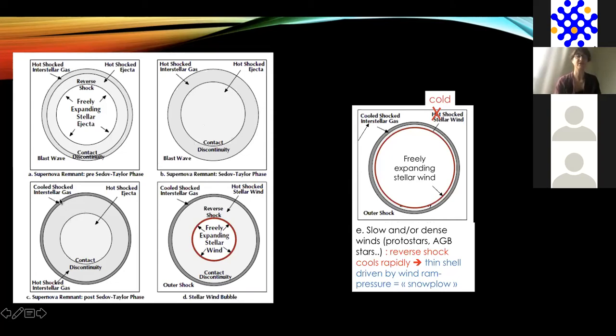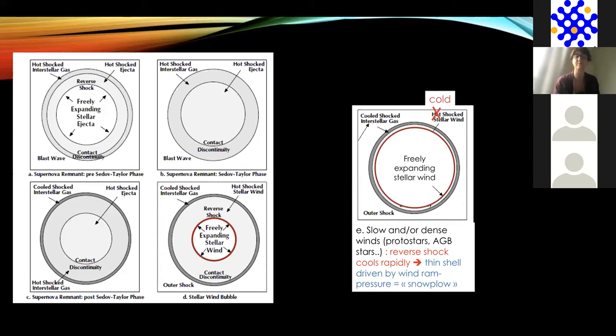Then eventually the interstellar gas manages to cool down because it's denser, and also the expansion slows down. So the shock becomes less and less strong and cools more rapidly. So you have a shell of dense gas that forms, and it's typically the old supernova phase. And then there are also stellar wind bubbles, which are a very common example of shocks in the interstellar medium.